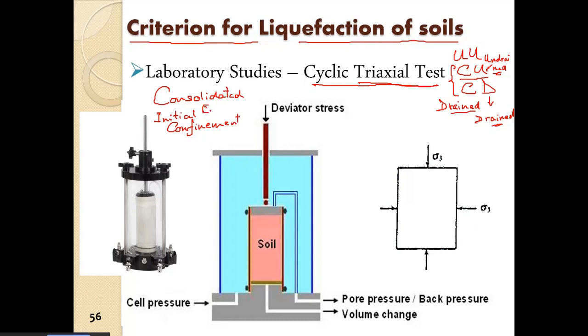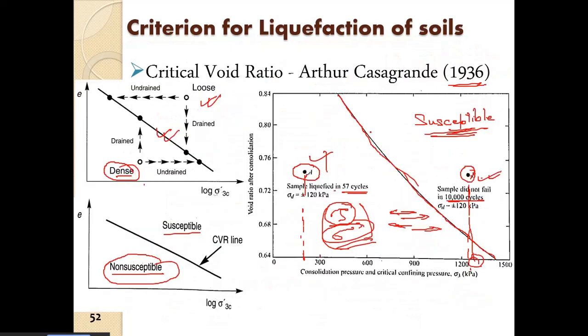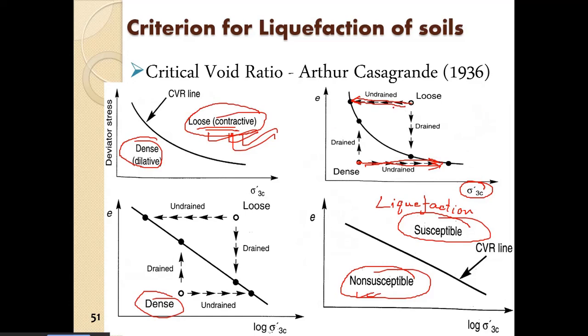Initial effective confinement. When I say the word effective, kindly remember that sigma dash is equal to sigma minus u. So that is effective, this is effective confinement. And when we do the test, as we have discussed in the previous slide, most of the liquefaction is actually an undrained loading condition. So it is mostly undrained loading condition. This is where liquefaction occurs.